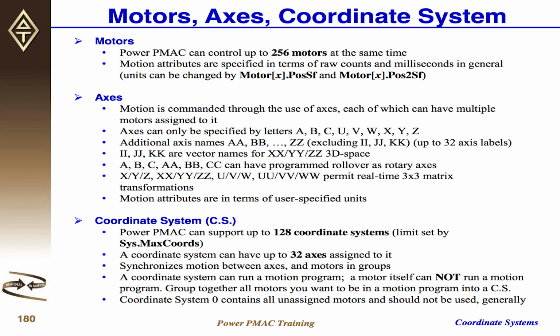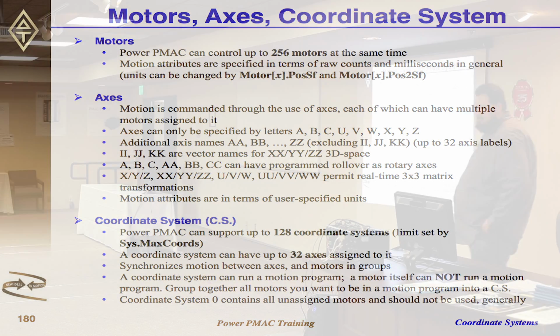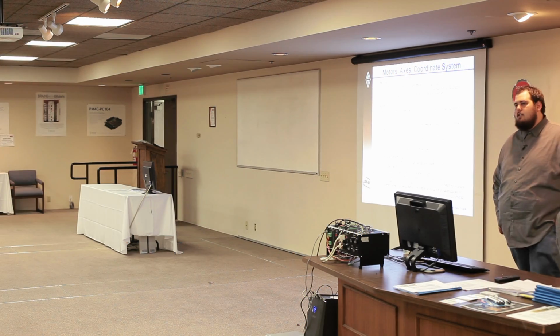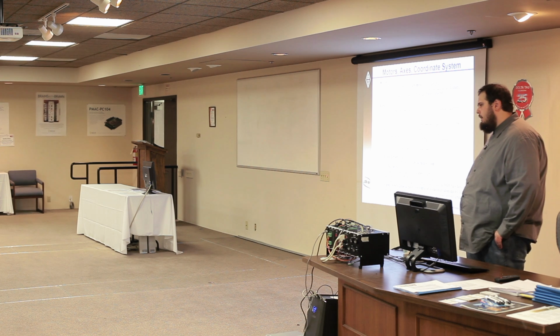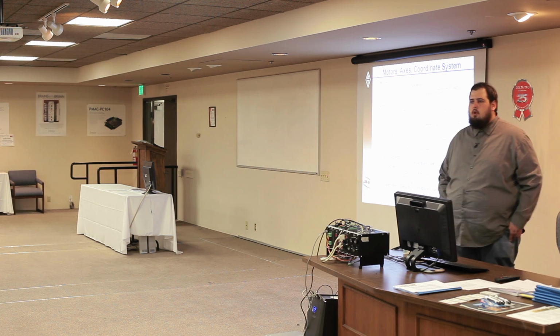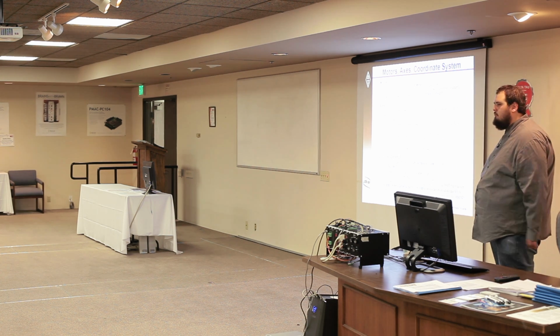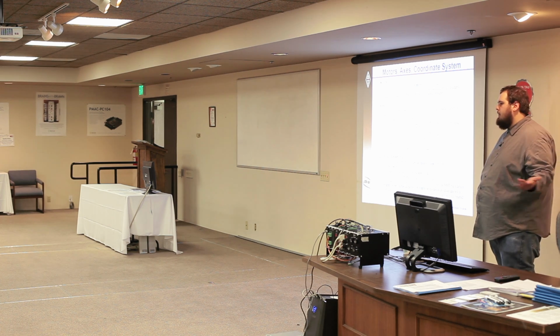A coordinate system can have up to 32 axes. Again, that's these 9 plus these 26 minus II, JJ, KK. It synchronizes the motion between the axes if you have different axes in a single coordinate system. And coordinate system 0 is the default coordinate system that all unassigned motors are in.